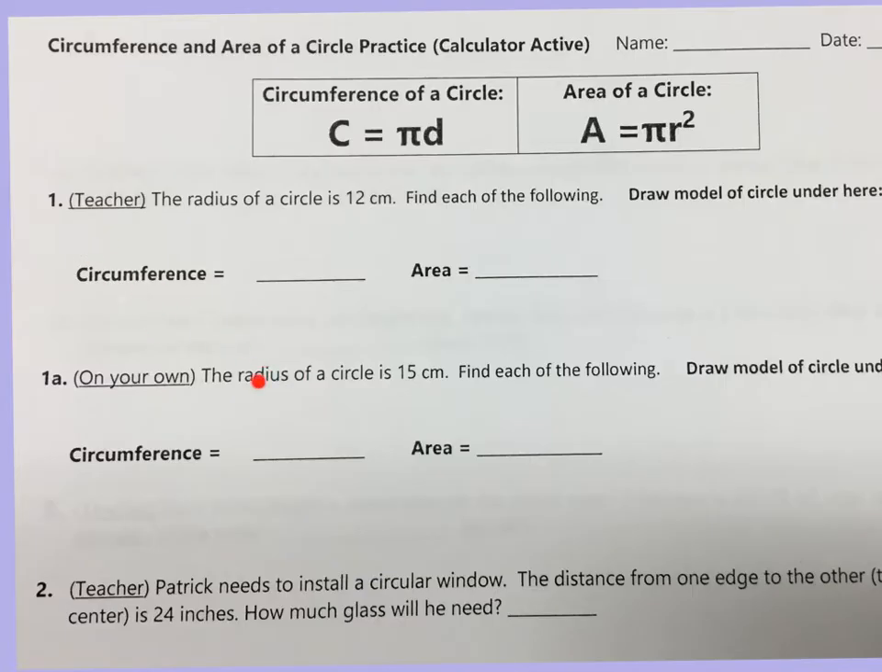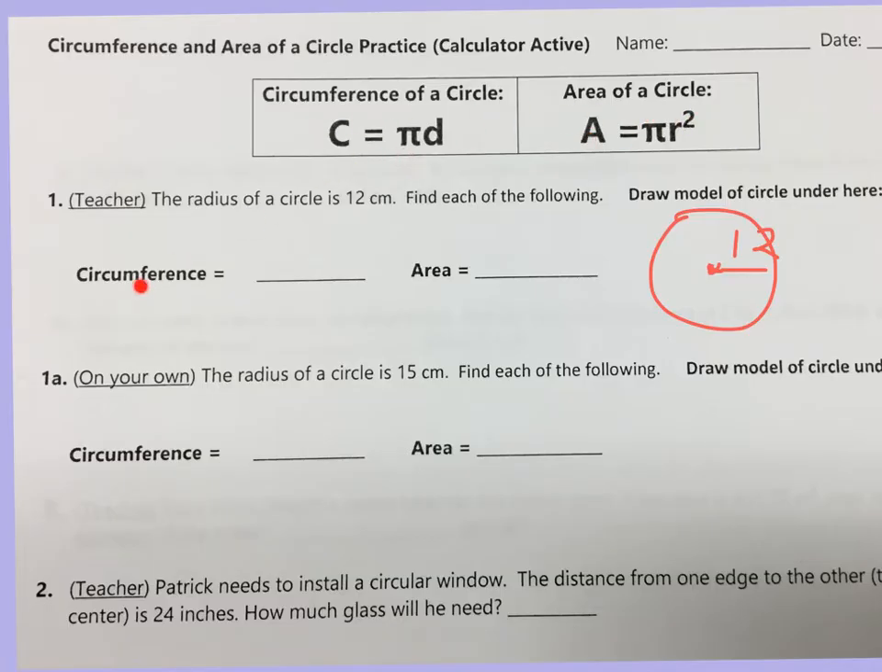We're going to start with number 1, and it says the radius of a circle is 12 centimeters. So make sure you always draw your model. It says the radius, so I know the radius is halfway, so I'm going to put 12 in for the radius. Now I need to find the circumference and the area. And here are my formulas up here.